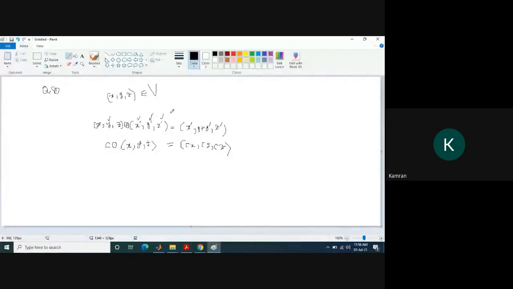And then condition G is that if we have two real numbers C and D and we multiply them with U, then C dot (D dot U) must be equal to (CD) dot U. And condition H is that for 1, which is a real number, 1 dot U must be equal to U. So we need to check all the properties if V is a vector space. Here they have asked to verify whether it is a vector space or not. So first we have to start from the conditions with respect to the operation plus.